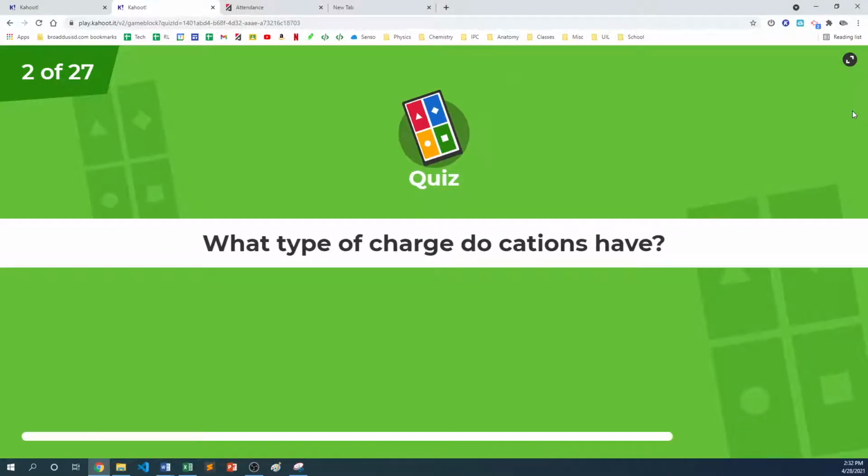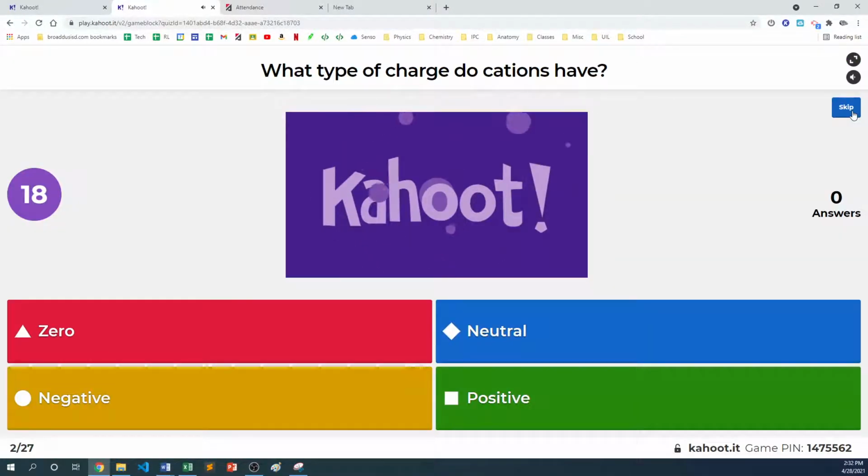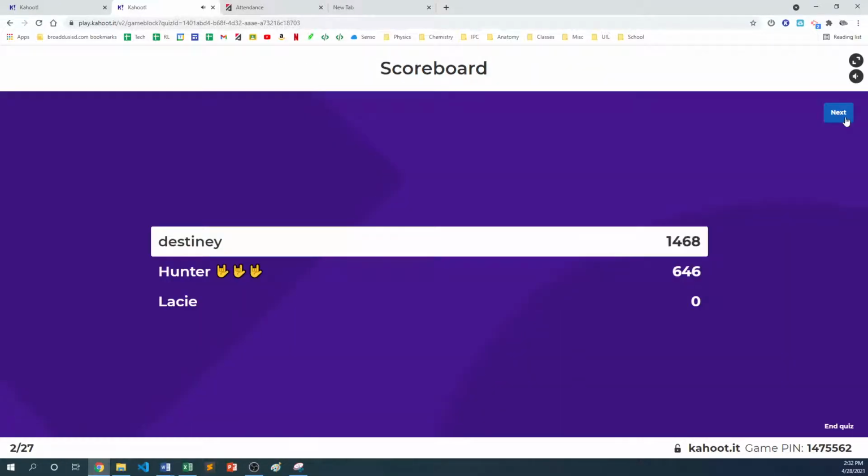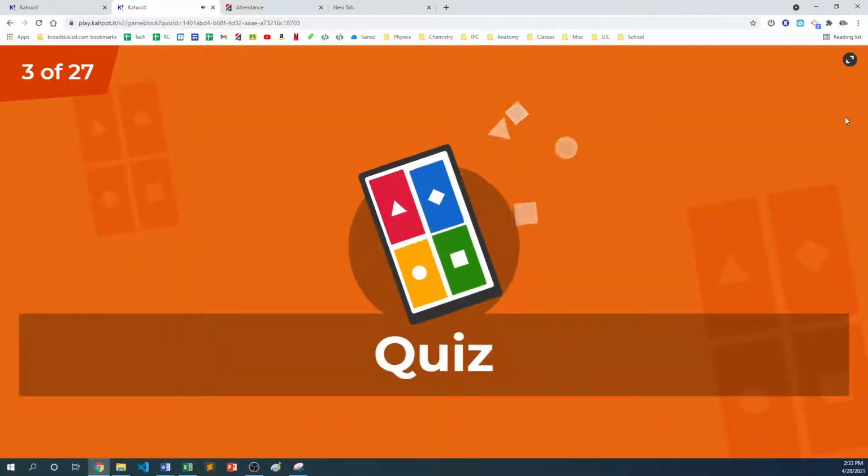What type of charge do cations have? So cations have a positive charge. Oh, cations. I read the thing. I didn't know what that meant.